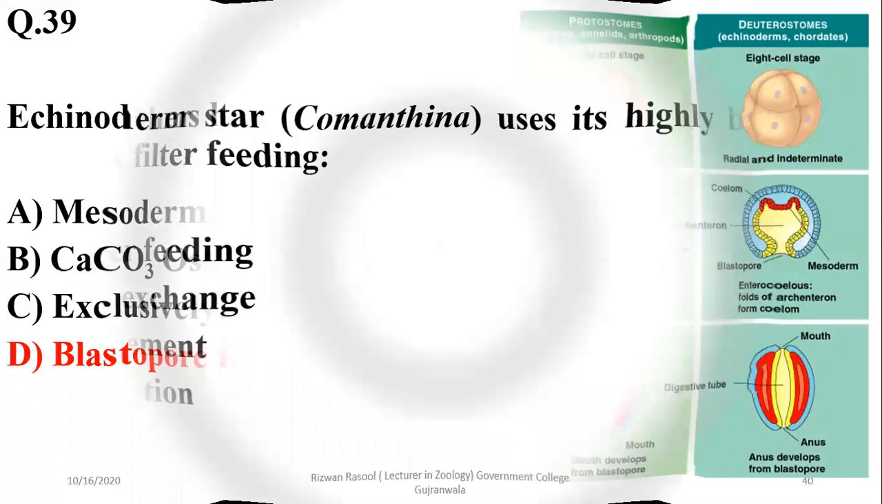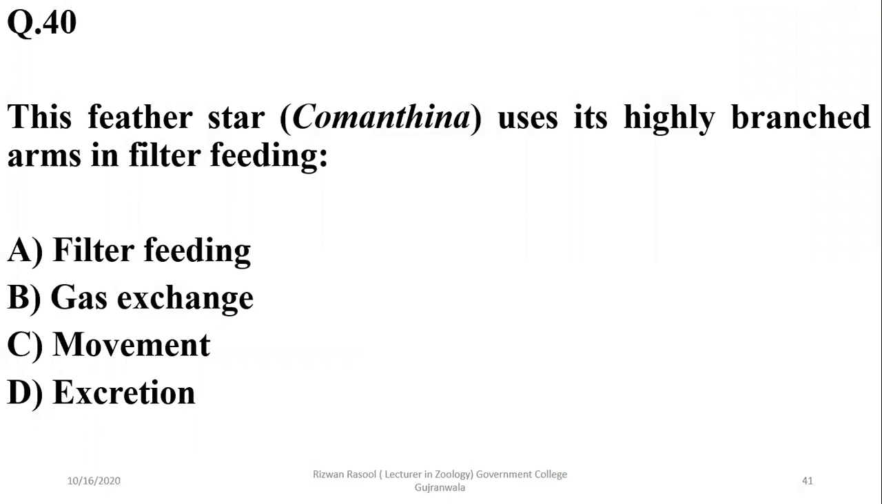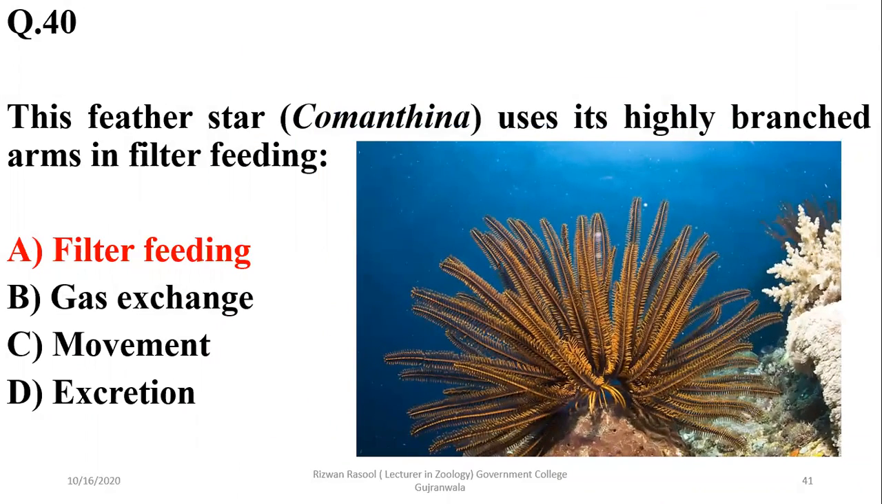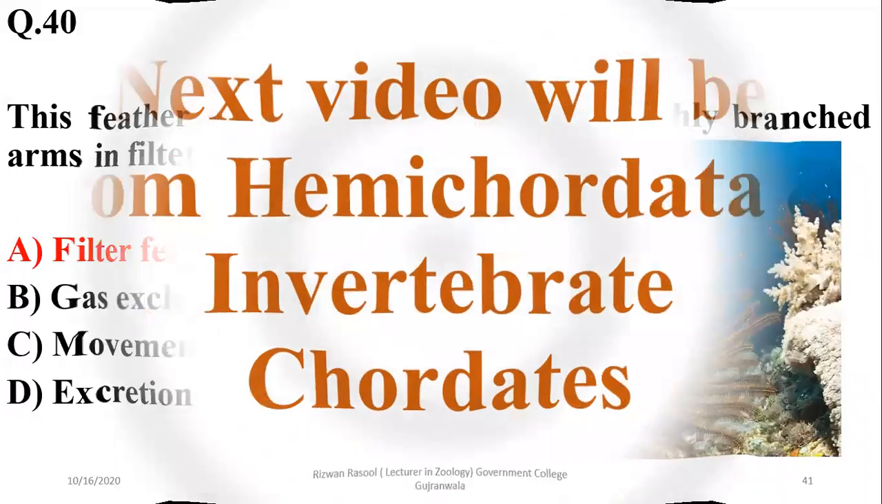And the last question is about the feather star using its highly branched arms in filter feeding. The answer is also mentioned in the question. It must be missing over there. So the right option is alpha. The feather star basically uses its arms in the filter feeding process for taking nutrients from the environment.